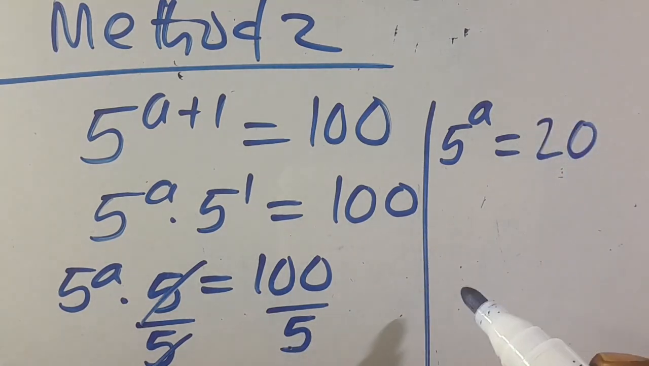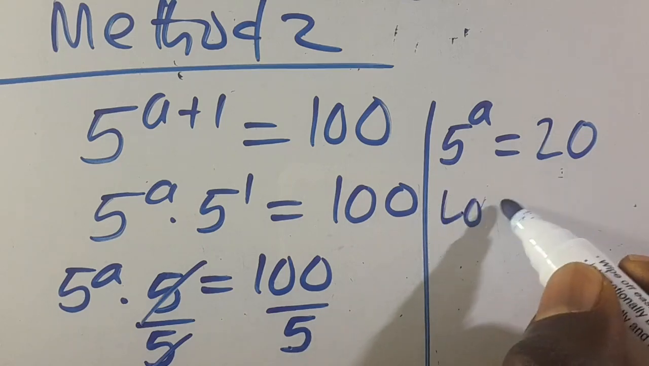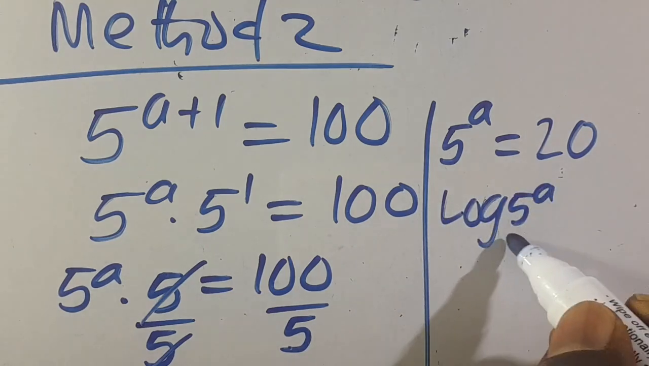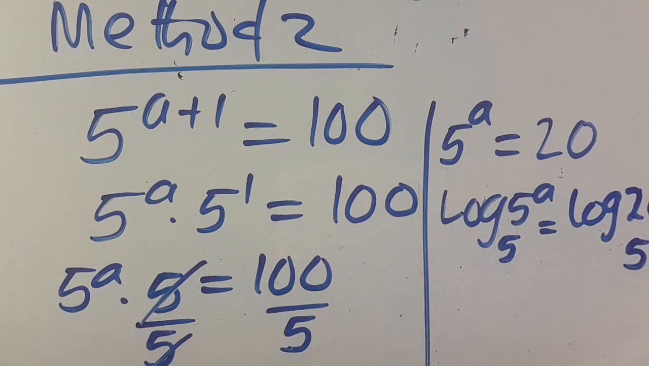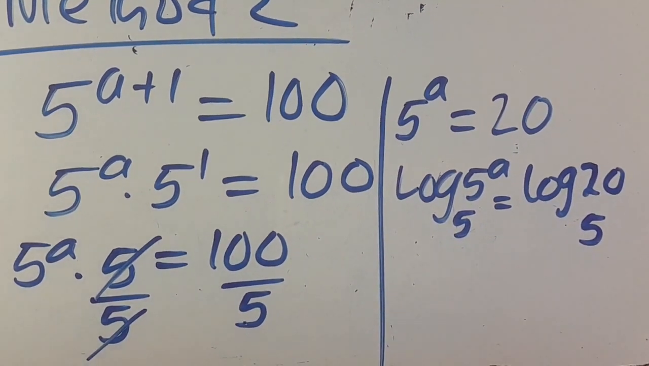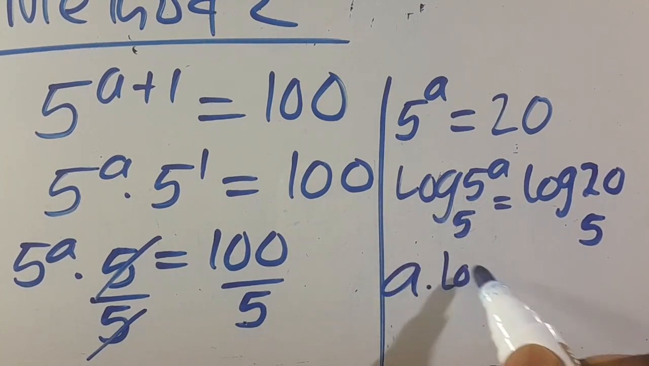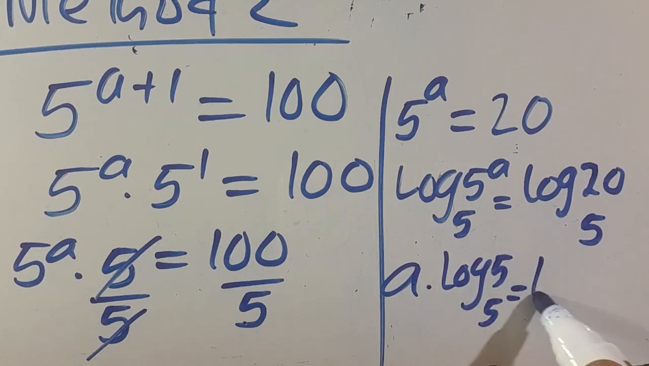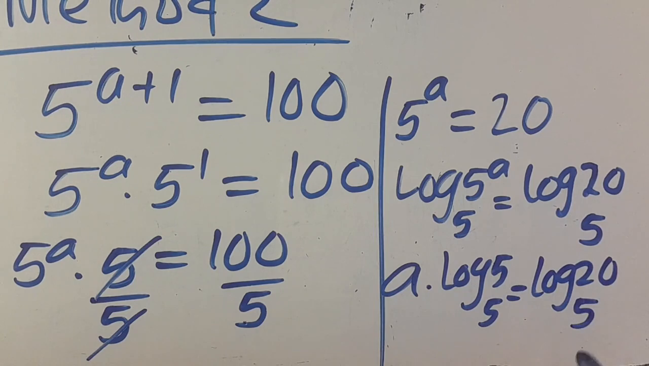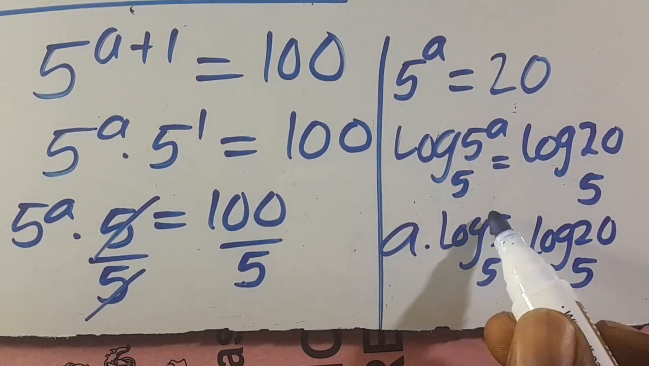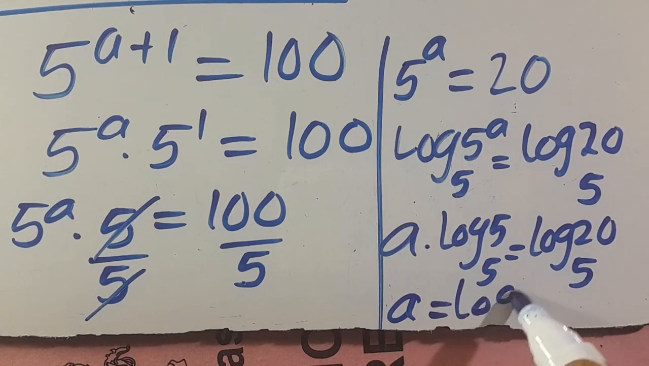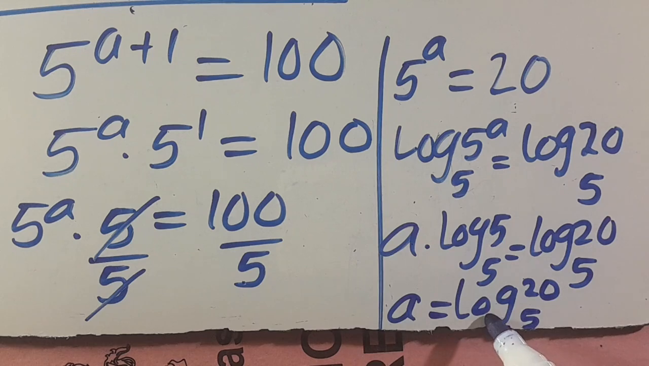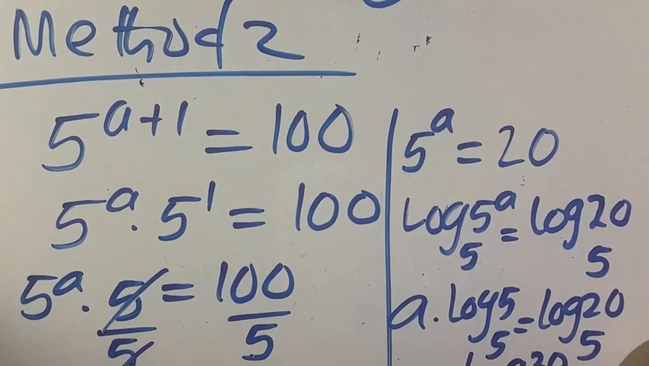So from here we can introduce log base 5: log 5 to the power of a in base 5 equals log 20 in base 5. So obviously a multiplied by log 5 in base 5 equals log 20 in base 5. Here log 5 in base 5 is 1, so we have a equals log of 20 in base 5. This is the shortest way, but the answer is the same as this.